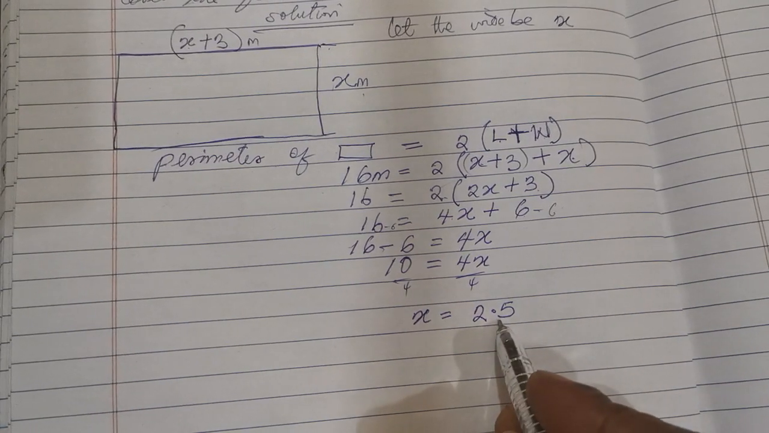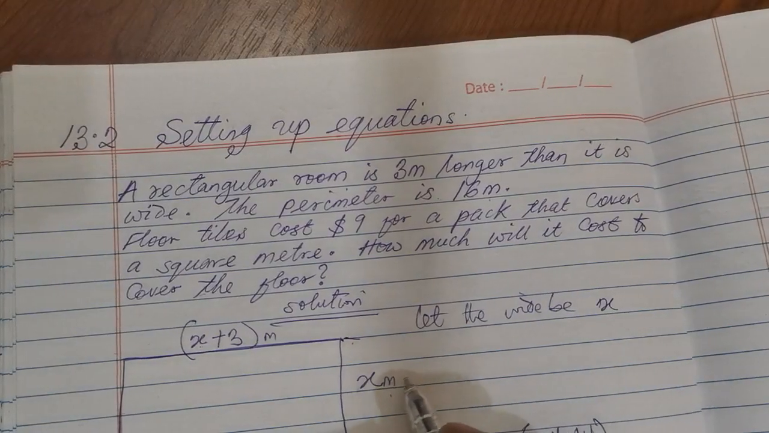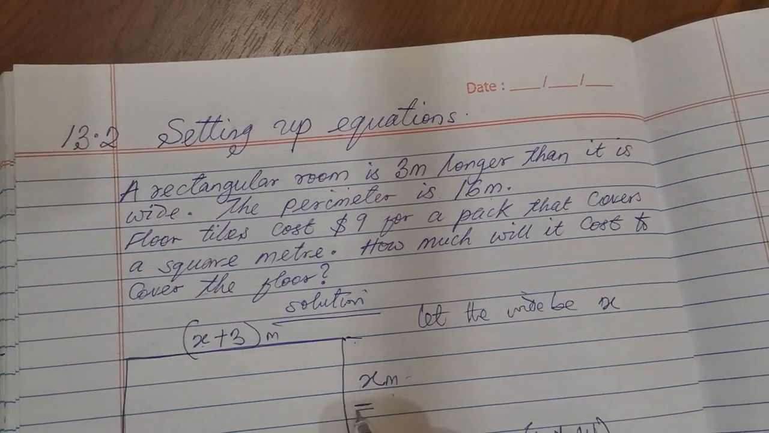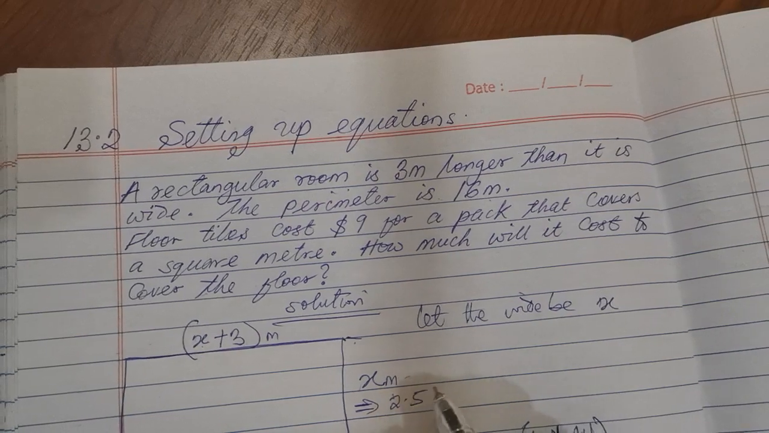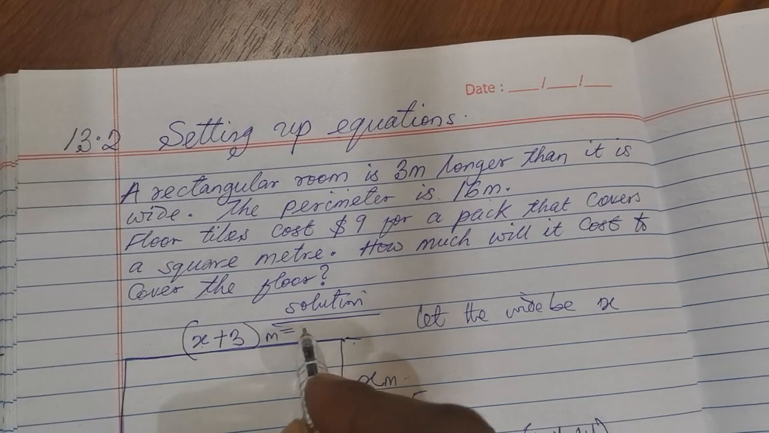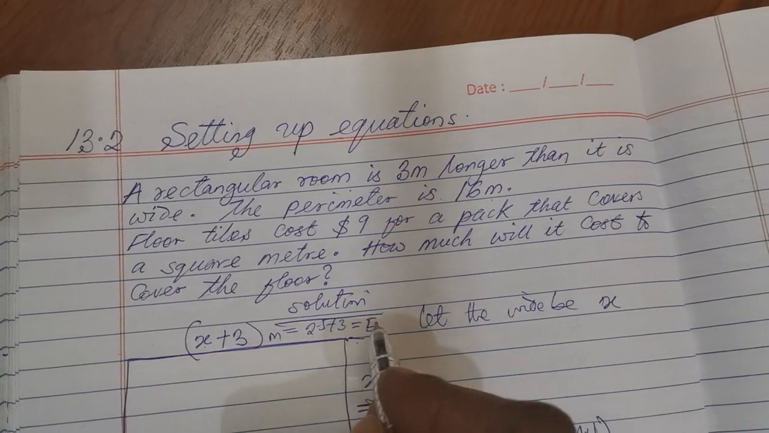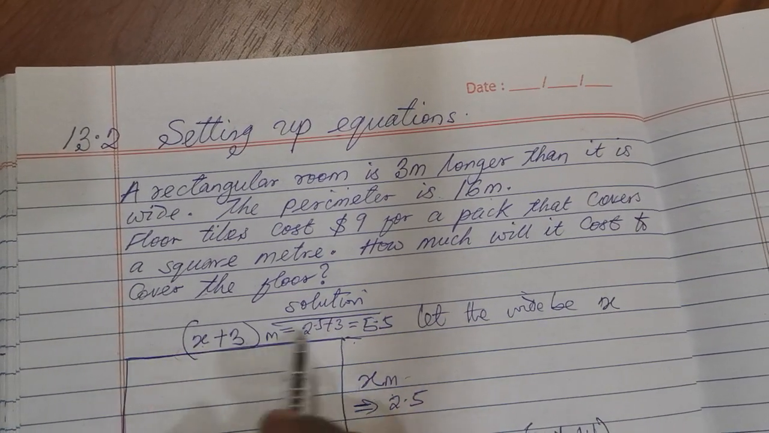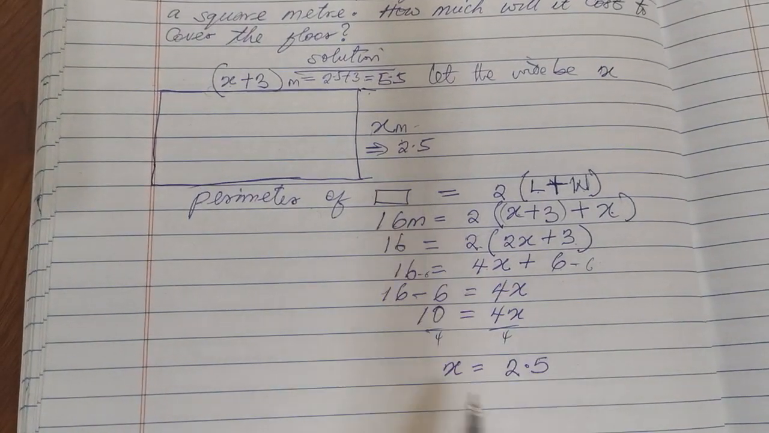So since x is equal to 2.5, that means the width of the room is 2.5, and the length of the room will be 2.5 plus 3, which gives us 5.5. The length of the room is 5.5, and the width of the room is 2.5.